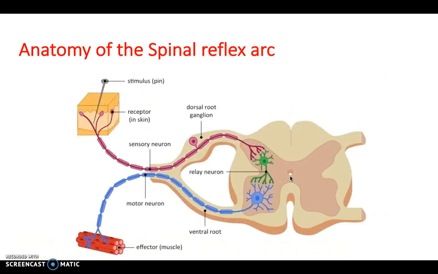Next we have a spinal reflex arc, and this is really exactly the same thing, showing that the sensory information comes in through this dorsal root, synapses in the dorsal root ganglion where the cell body is, passed on to this relay neuron, and then straight out via the ventral root, the motor neuron carries the information to the effector.